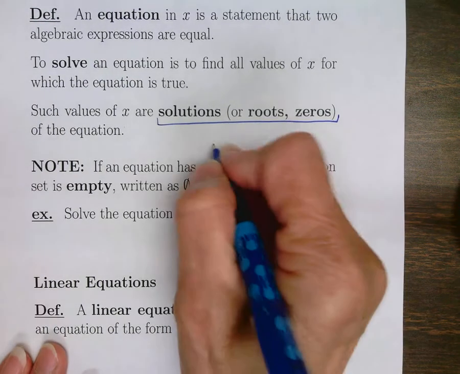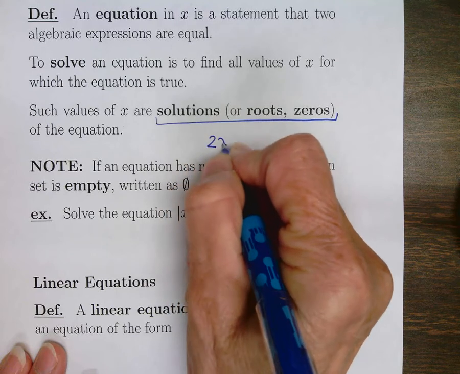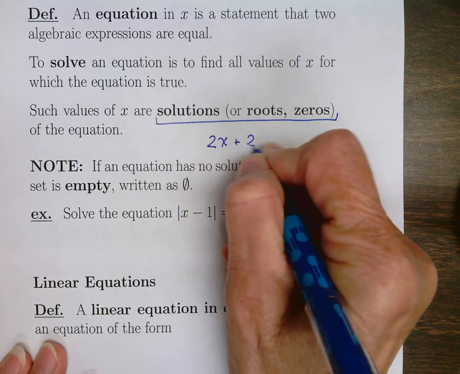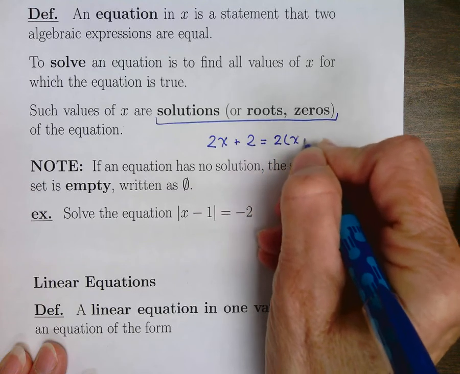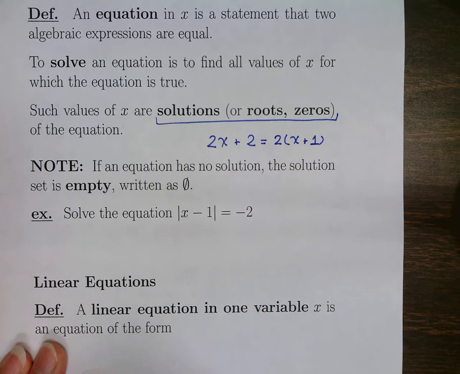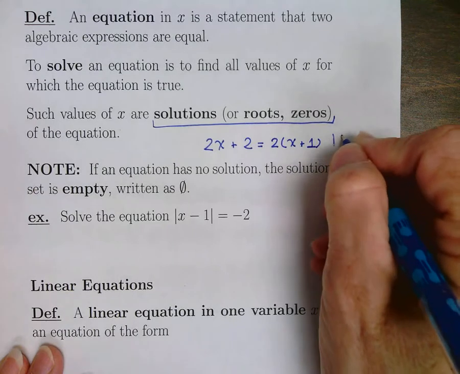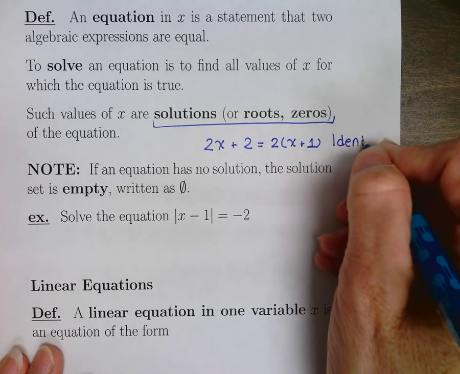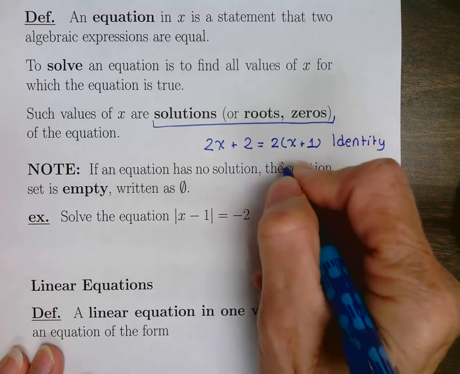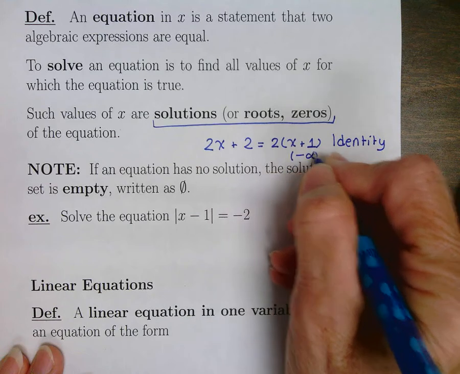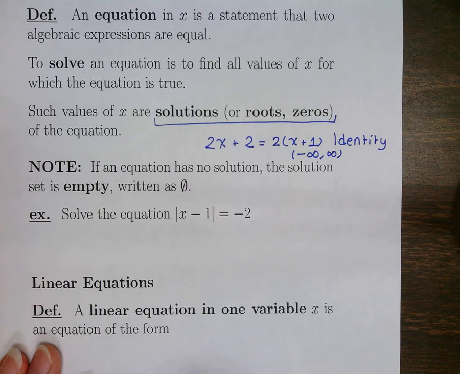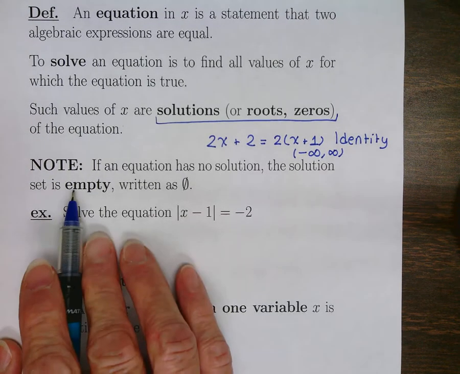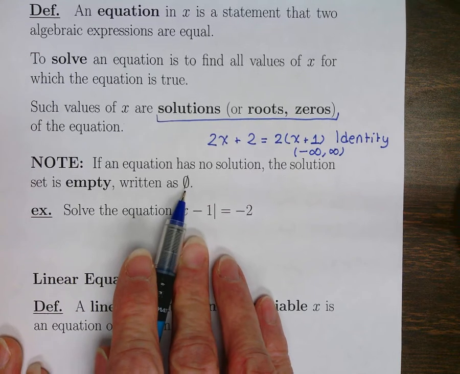For example, 2x plus 2 equals 2 times x plus 1. That equation is what we call an identity because it is true for all x. So if you wanted to say the solution set, it would be all real numbers. An equation can also have no solution, in which case the solution set is empty and we write it as the empty set.